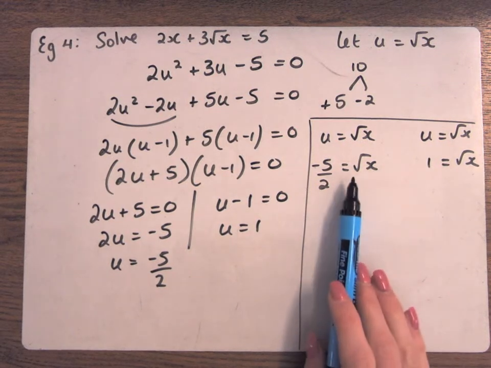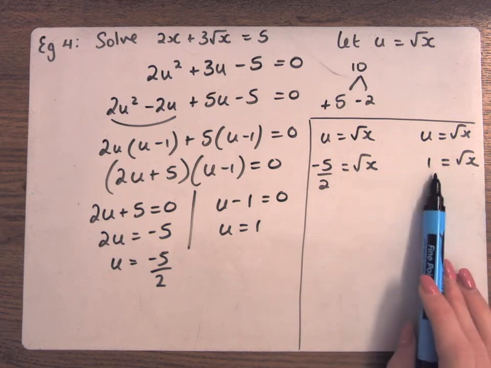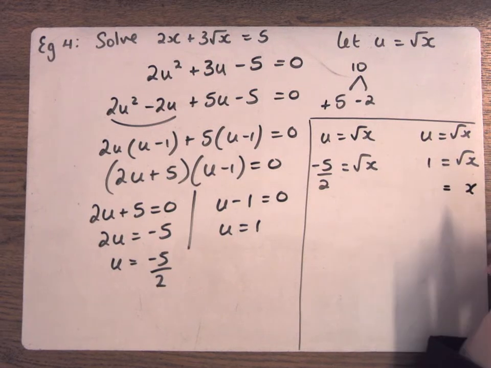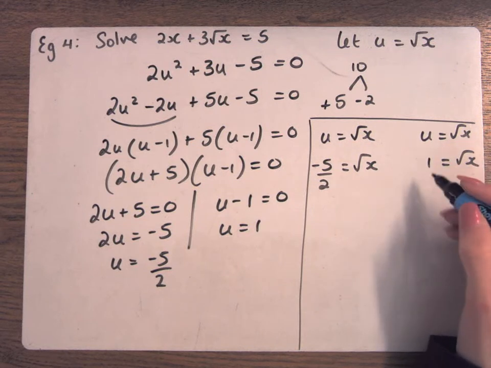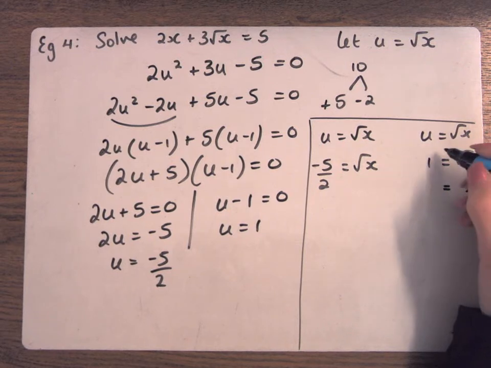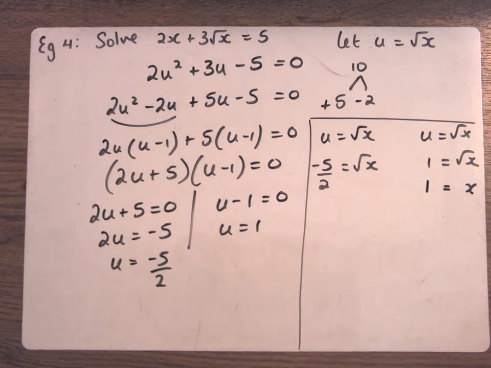Okay, so root x is minus 5 over 2. And root x is 1, but I'm interested in what x is. Okay, so x is over here. If root x is 1, how would I get what x is? How do I get an x on this side? Square this, don't I? And then square that? 1. Okay.